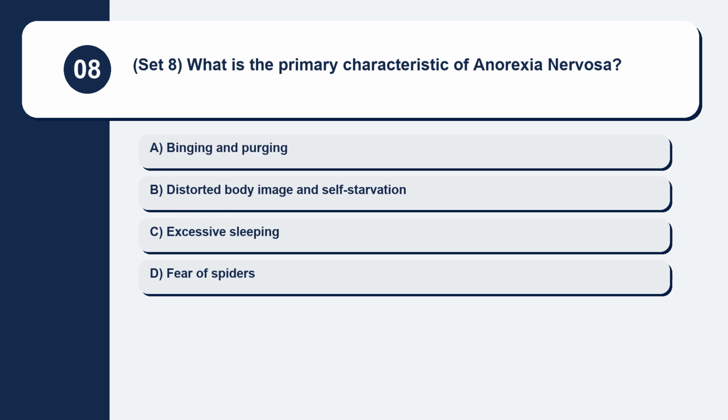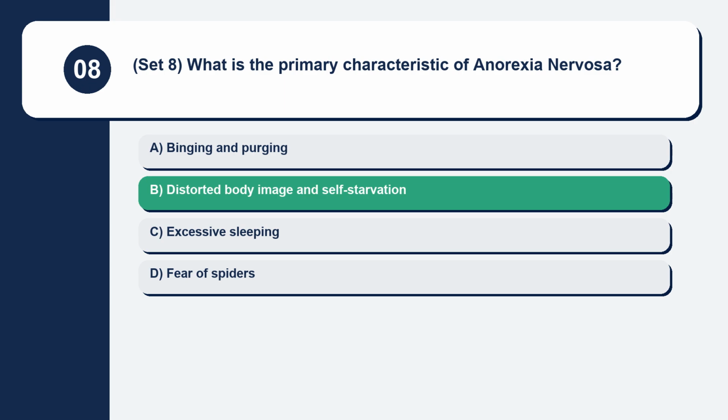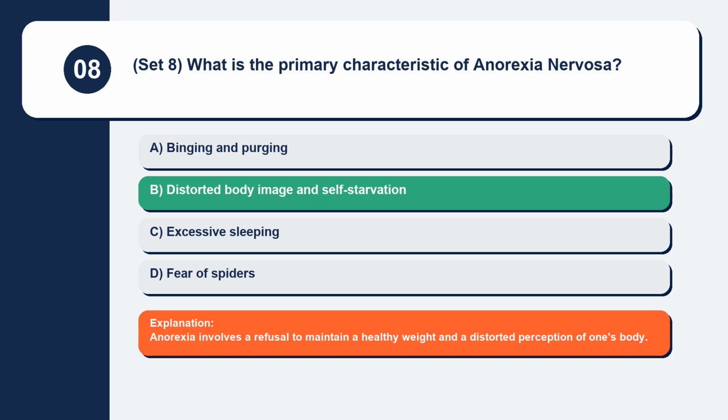Question 8. Set 8. What is the primary characteristic of anorexia nervosa? Binging and purging, distorted body image and self-starvation, excessive sleeping, fear of spiders. Anorexia involves a refusal to maintain a healthy weight and a distorted perception of one's body.